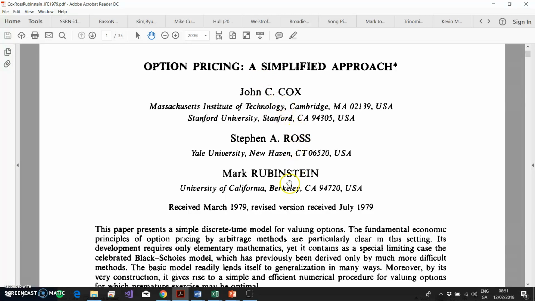Also, Cox-Ross-Rubinstein has the big advantage that it can be used to price both European options and American options, where Black-Scholes principally can only be used to price European options. Occasionally, Black-Scholes can be amended a little bit to price American options, but Black-Scholes was never really intended in the original development of the model to be used to price American options. So Cox-Ross-Rubinstein has that major advantage.